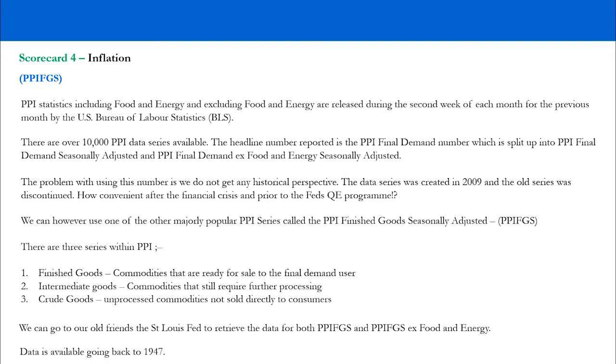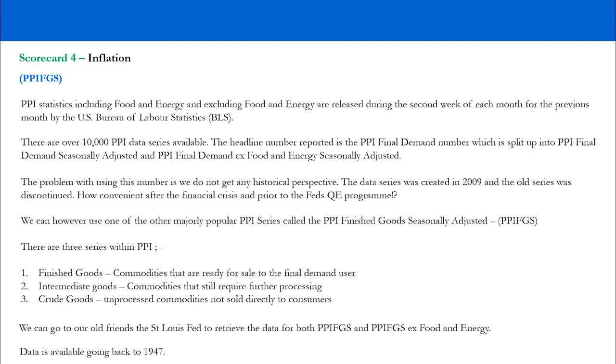So what we mean by that is they've redefined inflation. And as we know, a monetary lever like quantitative easing is designed to spur inflation. And if you're a conspiracy theorist, I guess you would question why the definition of business inflation all of a sudden changed in 2009. So the final demand number is not a number that we're going to use because the data only goes back to 2009.